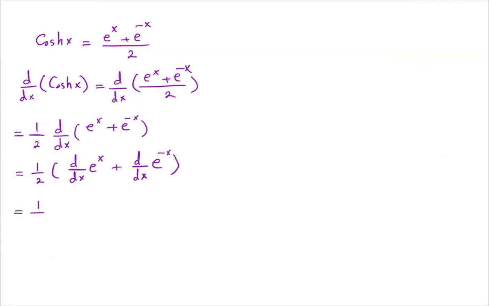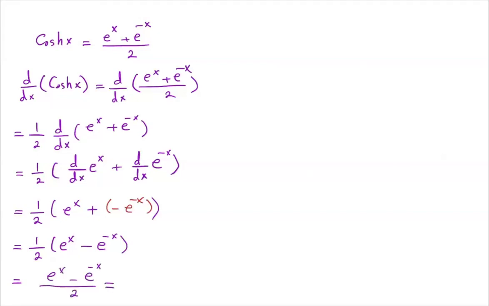This can be written as a half. The rate of change of e to the x, as you remember, is e to the x plus, now for e to the power minus x, you end up with a negative sign, negative e to the power minus x, and then close up the parenthesis. Well, this is a half e to the x minus e to the power minus x, or e to the x minus e to the power minus x divided by 2, which by definition is nothing but hyperbolic sine. So the derivative of hyperbolic cosine is hyperbolic sine.